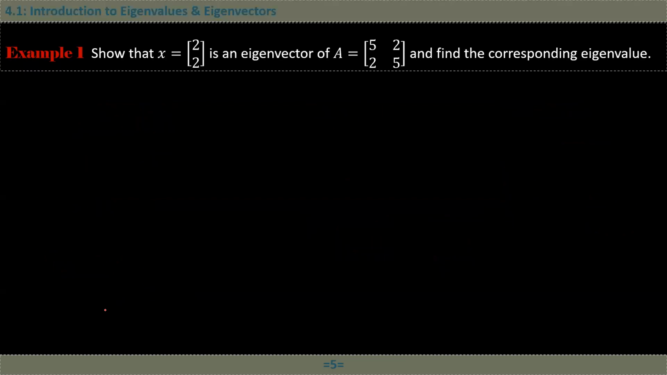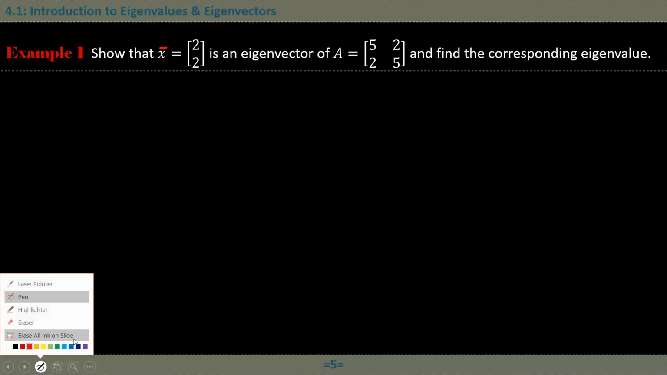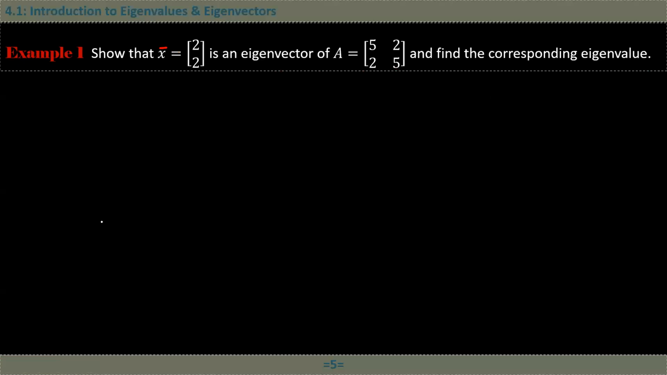So now to understand more, let's see a few examples. In this question, it says show that this vector, 2, is an eigenvector of this matrix, and find the corresponding eigenvalue. So what color should I use here? Maybe I should use white, it's much better.